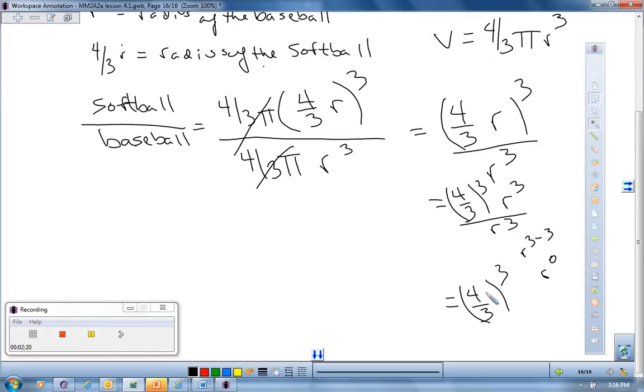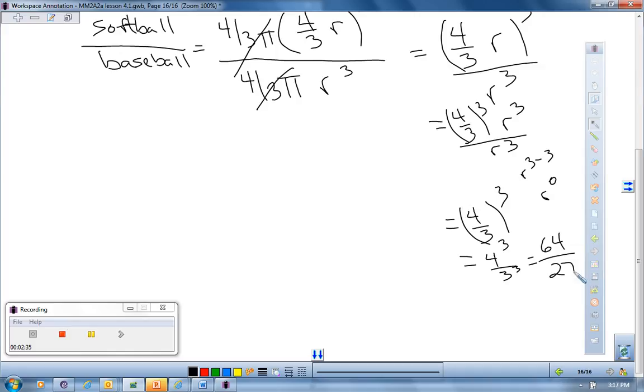cubed. Now we have to cube the top, so it's going to be 4 cubed over 3 cubed. Okay, now 4 cubed is 64, 3 cubed is 27. So we end up with 64 over 27, and if we do decimals, it would be 2.370370. Okay, but we're going to round it to 2.37 times as large.